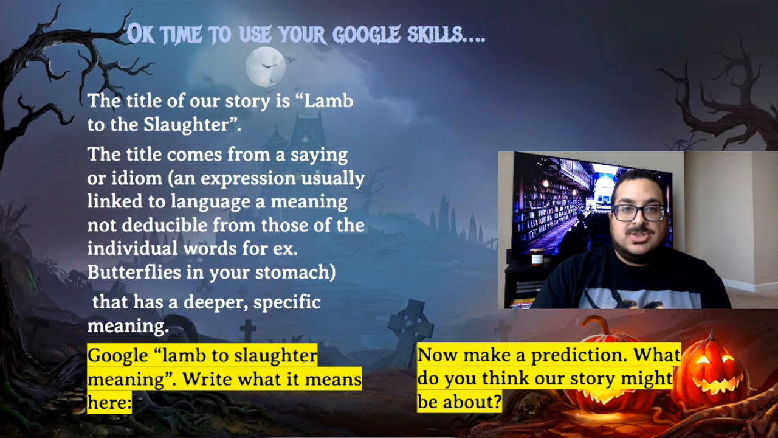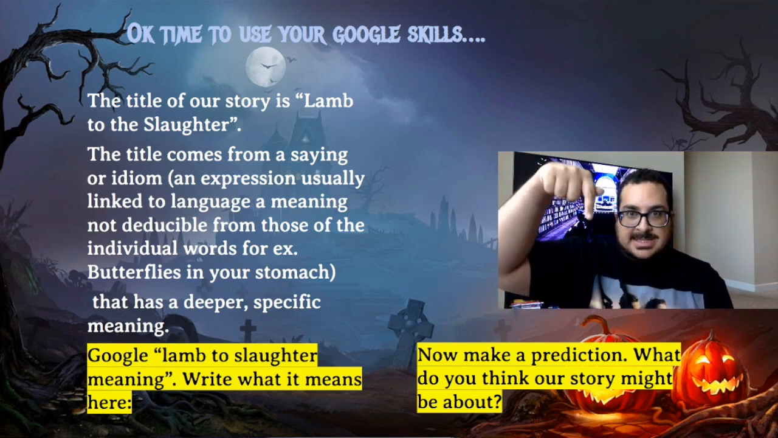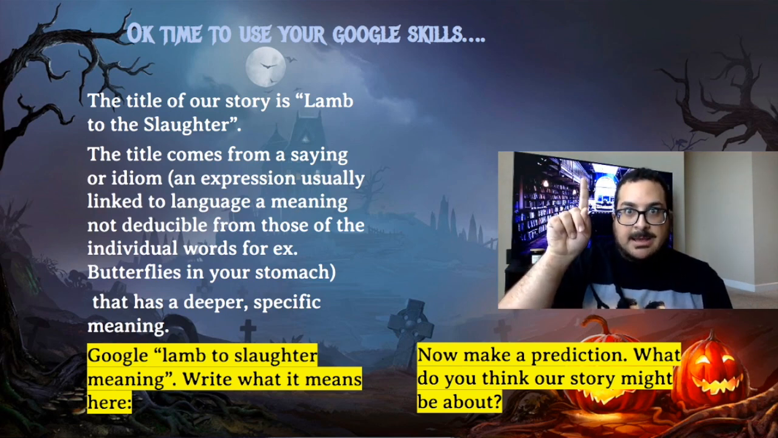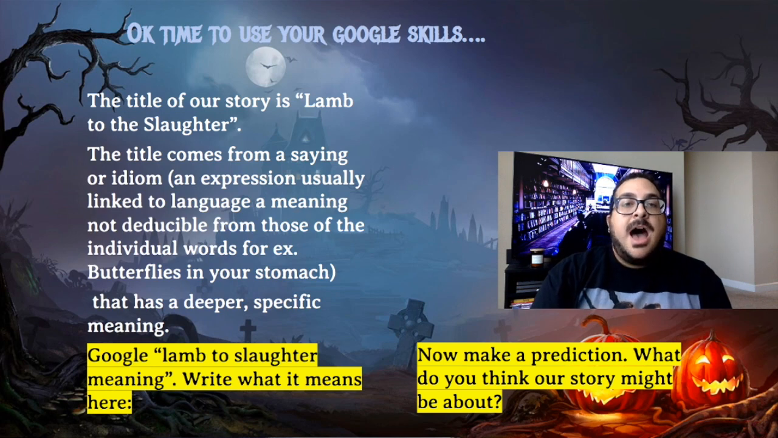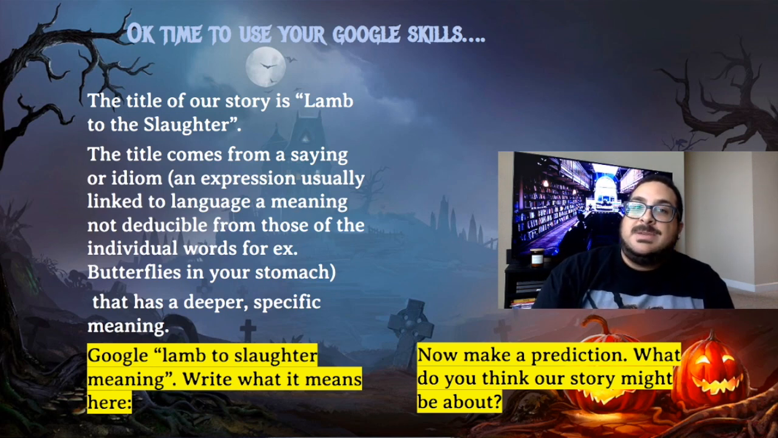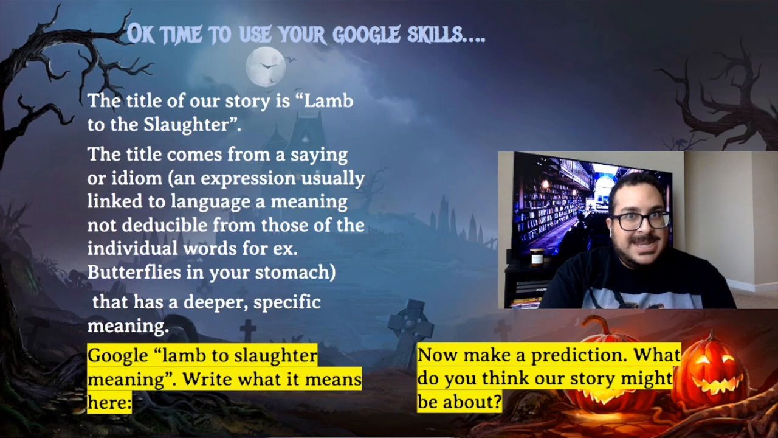And then also, the thing that's under here is going to be popping up in your own version, but the title of the story that we're going to be reading is called Lamb to the Slaughter. It is by Roald Dahl. And the title comes from a saying or an idiom. And if you don't know what an idiom is, it's an expression usually linked to language, which can have a meaning not deducible from those of the individual words.